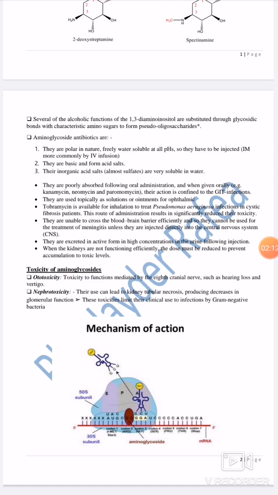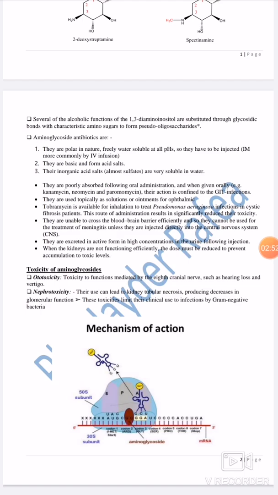They are poorly absorbed following oral administration, and those given orally, for example kanamycin, neomycin, and paromomycin, have their action confined to GIT infection. They are used topically as solution or ointment for ophthalmic use. Tobramycin is available for inhalation to treat Pseudomonas aeruginosa infection in cystic fibrosis patients. This route of administration significantly reduces their toxicity.